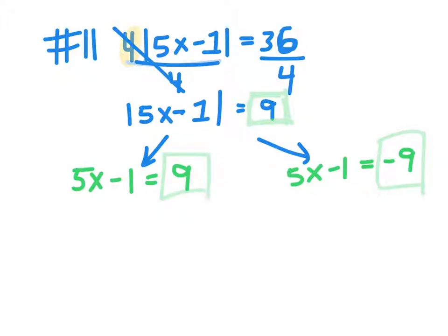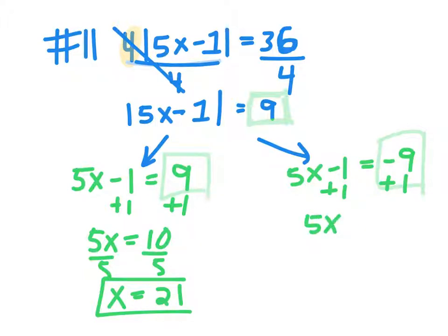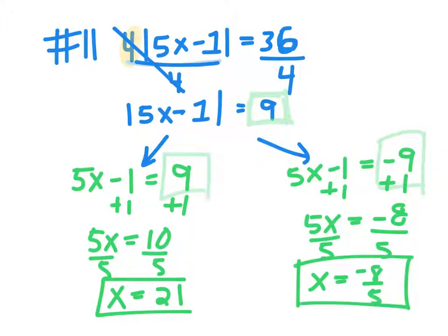From here, I'm going to add 1 to both sides. 5x equals 10. Divide both sides by 5. So my first answer is that x could be equal to 2. My second answer, if I add 1 to both sides, gives me that 5x could be equal to negative 8. And if I divide both sides by 5, I get that x could be negative 8/5. So those are my two answers for this equation.